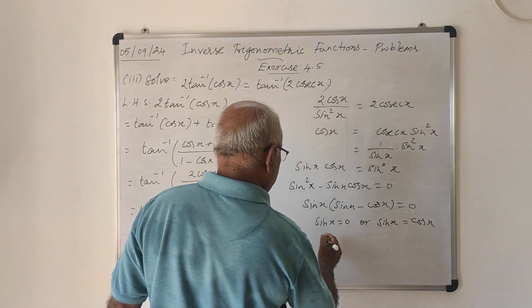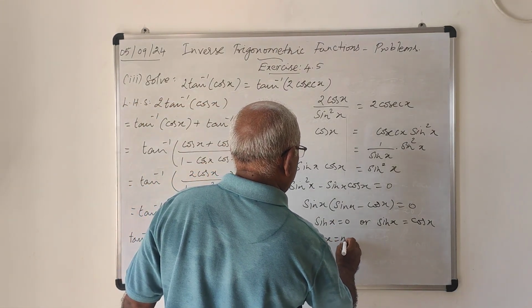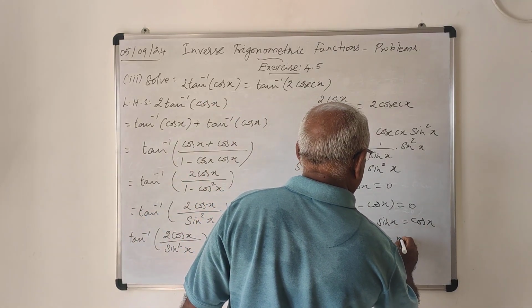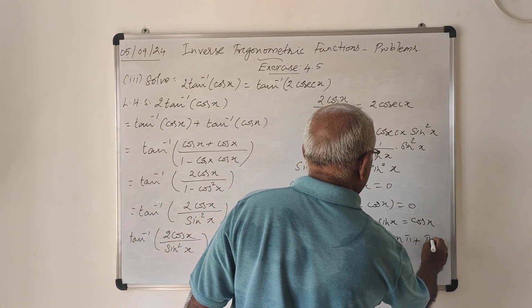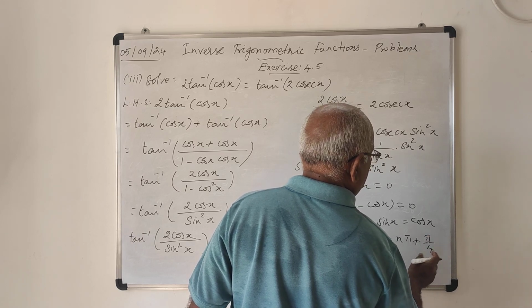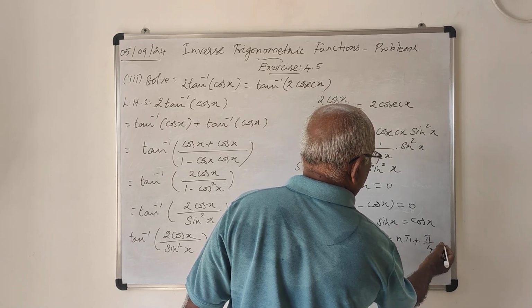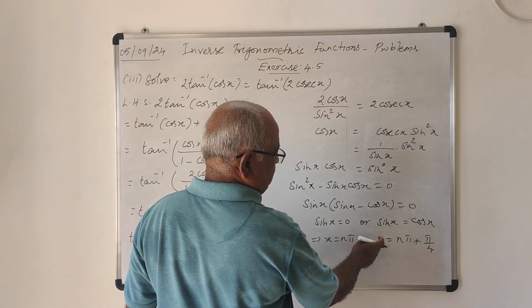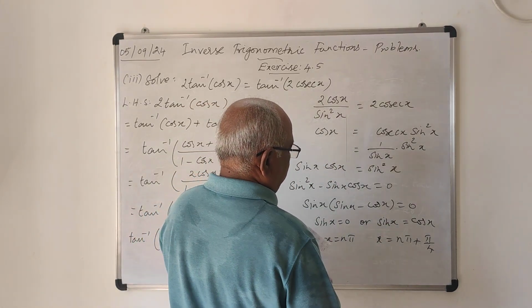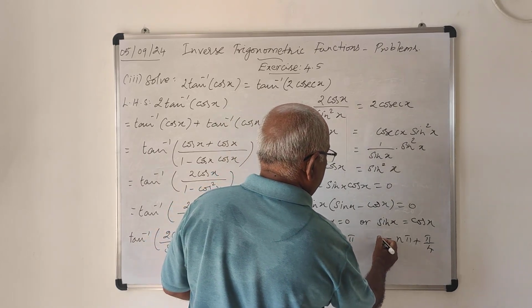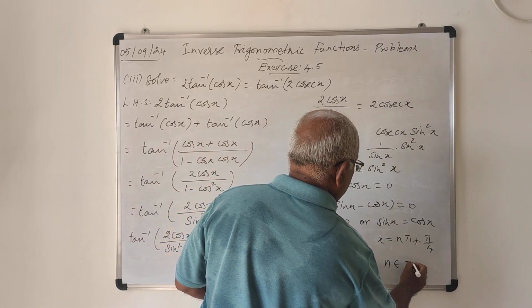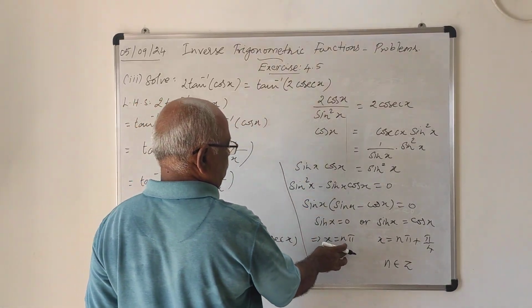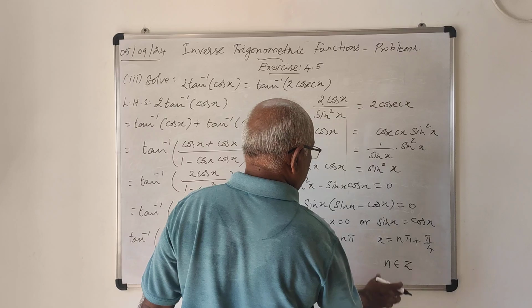Sin x equal to 0 implies x equal to n pi. Sin x equal to cos x implies x equal to n pi plus pi by 4, because sin 45 equals cos 45, therefore x is pi by 4. By trigonometric equation results, x equal to n pi plus pi by 4, and the other is x equal to n pi. In both cases, n belongs to the integers, Z. So x equal to n pi or x equal to n pi plus pi by 4 is the solution for this problem.